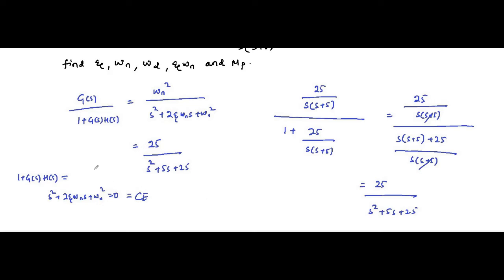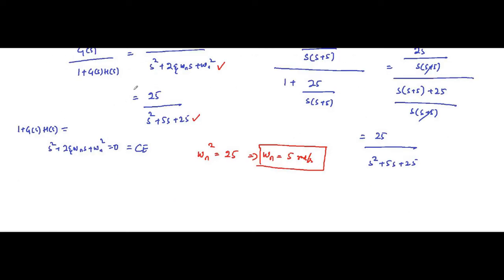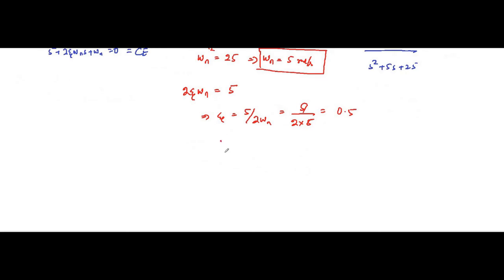So if we compare this denominator with this equation, omega n square will be equal to 25. That implies omega n will be equal to 5 radians per second. Then 2 zeta omega n will be equal to 5. That implies zeta will be equal to 5 by 2 omega n, which is equal to 5 by 2 into 5, which is equal to 1 by 2, which is equal to 0.5. So the damping ratio zeta is equal to 0.5.